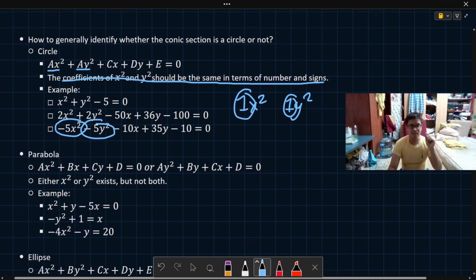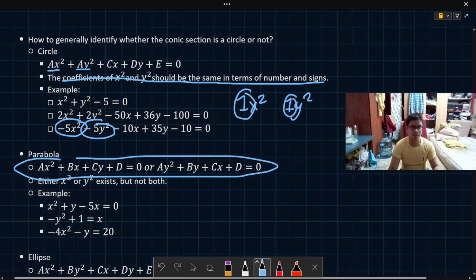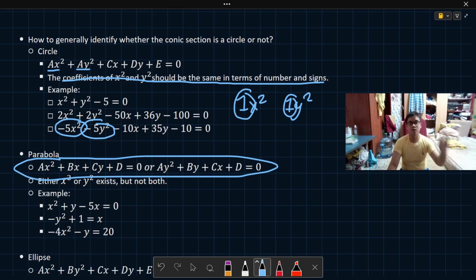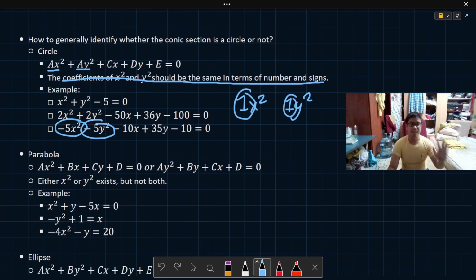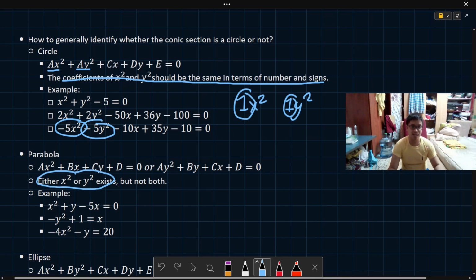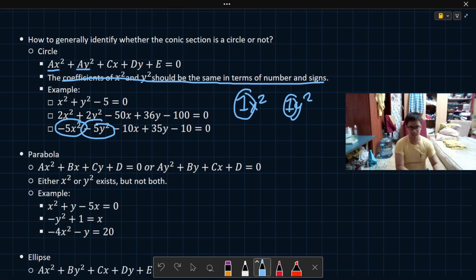Now, what if it's a parabola? You will know if it's a parabola if you have this given formula: ax squared plus bx plus cy plus d is equal to 0, or ay squared plus by plus cx plus d is equal to 0. What does it mean? It means that either x squared or y squared exists, but not both. In other words, only one of them exists.